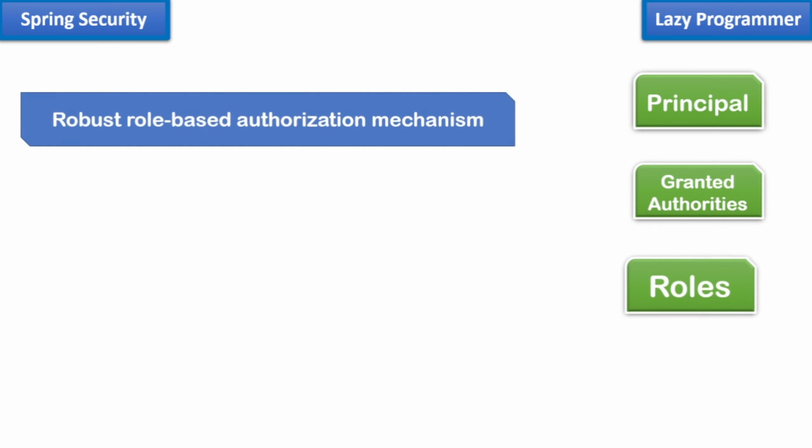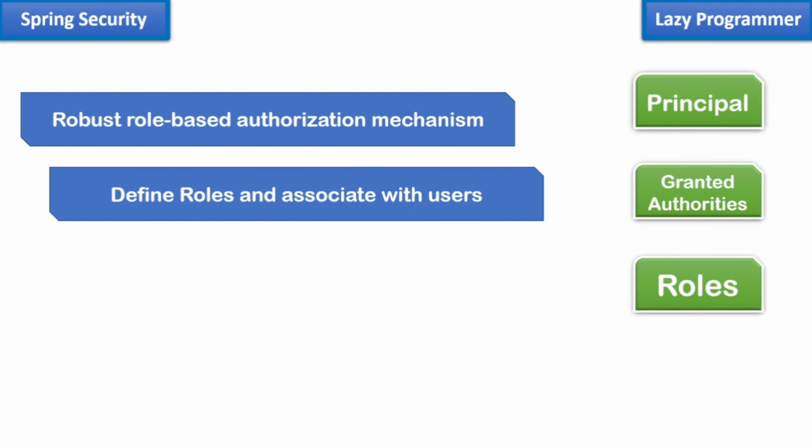Spring Security provides a robust role-based authorization mechanism that allows you to define roles and associate them with the users or groups. By checking a user's role during the authorization process, you can control the access to specific functionality or resources. In some cases, you might need a more complex role structure. Spring Security allows you to define role hierarchy as well, where roles can have parent and child relationships also.